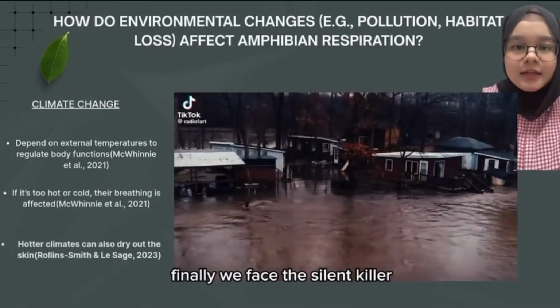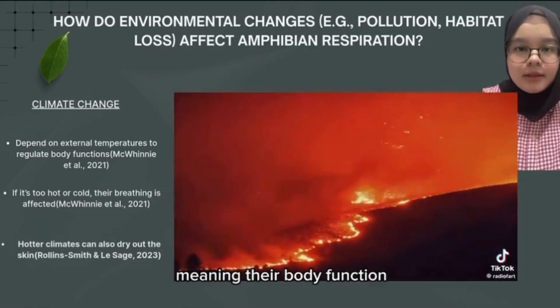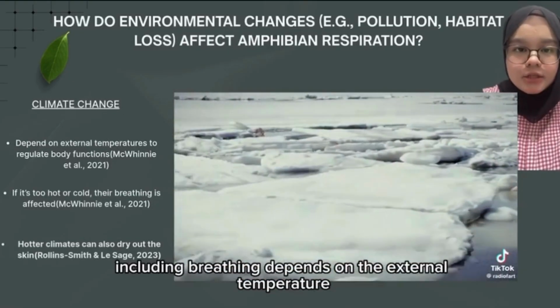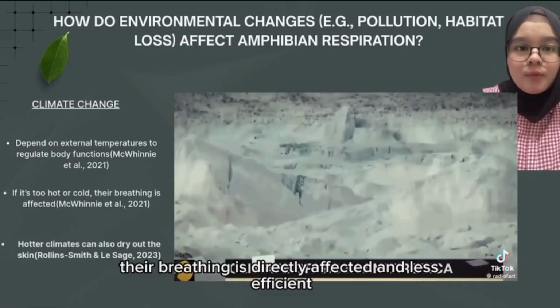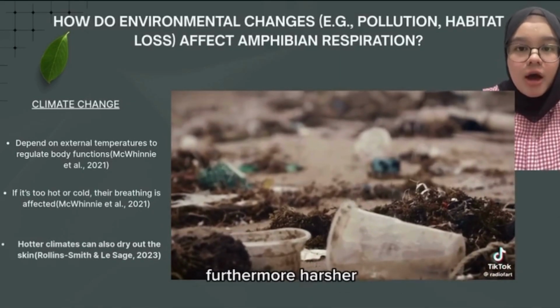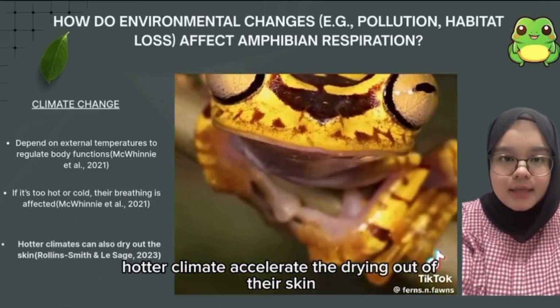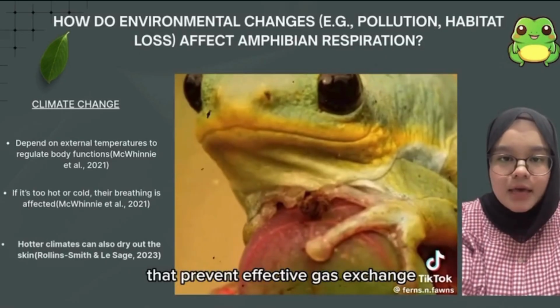Finally, we face the silent killer, climate change. Amphibians are cold-blooded, meaning their body functions, including breathing, depend on the external temperature. When it is too hot or too cool, their breathing is directly affected and less efficient. Furthermore, harsher, hotter climates accelerate the drying out of their skin, creating a double threat that prevents effective gas exchange.